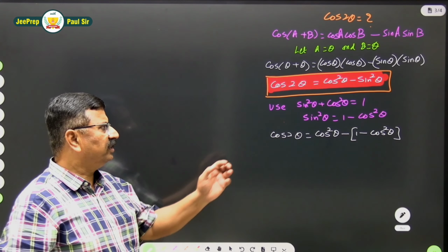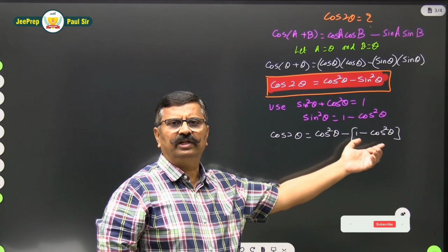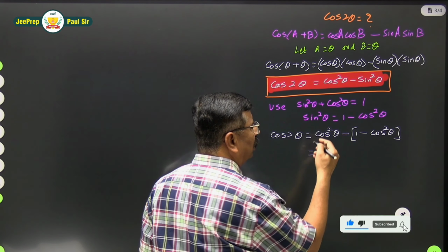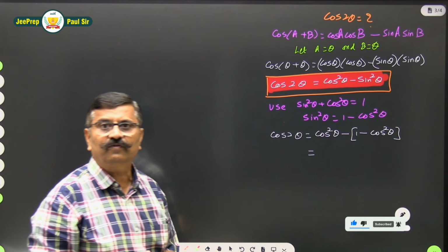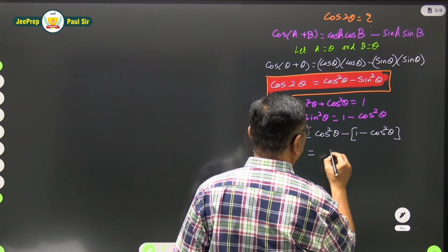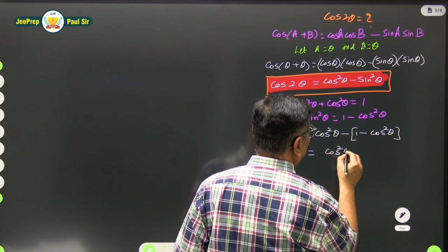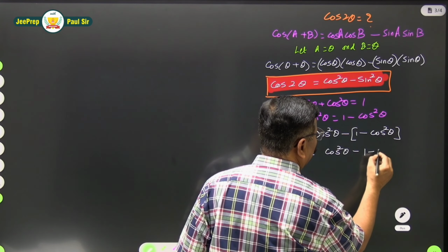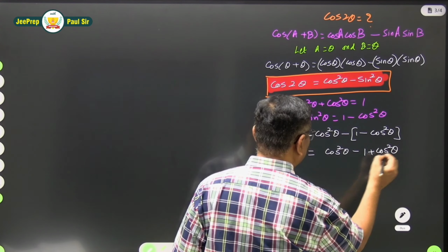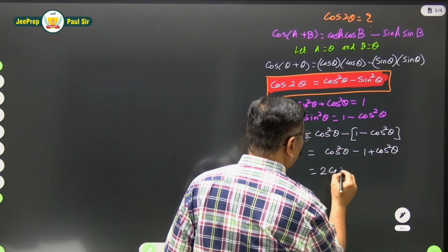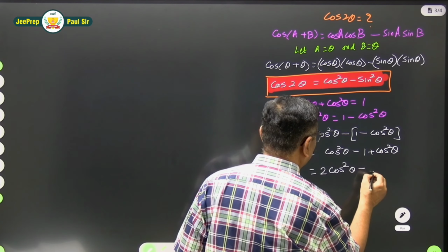So for that sine square theta, I have written 1 minus cos square theta, and I'll simplify this formula. I'll get the formula for cos 2 theta, which is purely in terms of cos square theta. So therefore, this is cos square theta minus 1. This minus and this minus will make plus, and this will be cos square theta. Hence, this cos square theta plus cos square theta is 2 cos square theta minus 1.